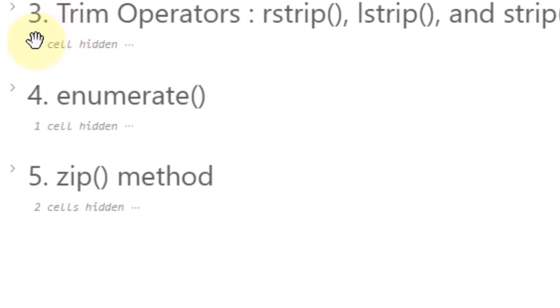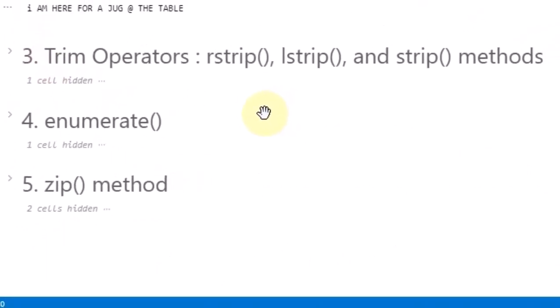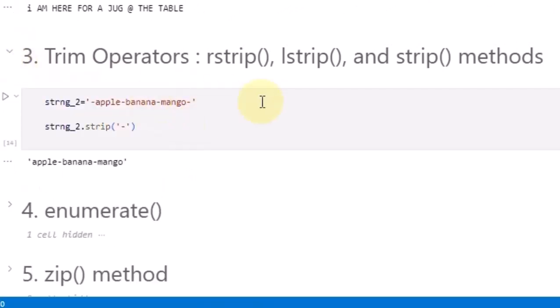The third one is the trim operators, which are very useful in many operations. In string operations, these are some of the most useful things. The rstrip, lstrip and strip methods are the methods which are usually used as trim operators.